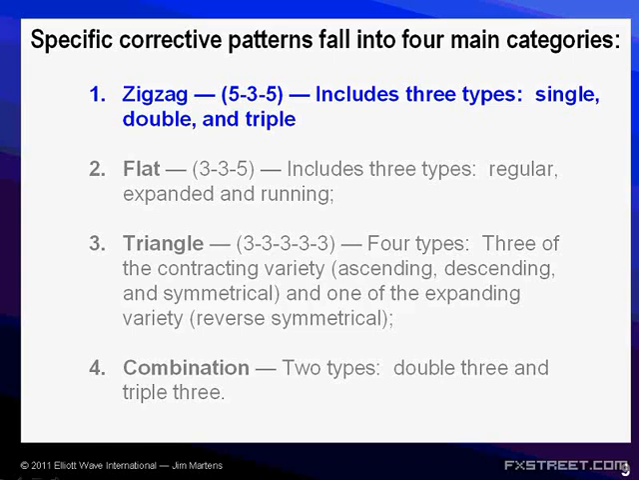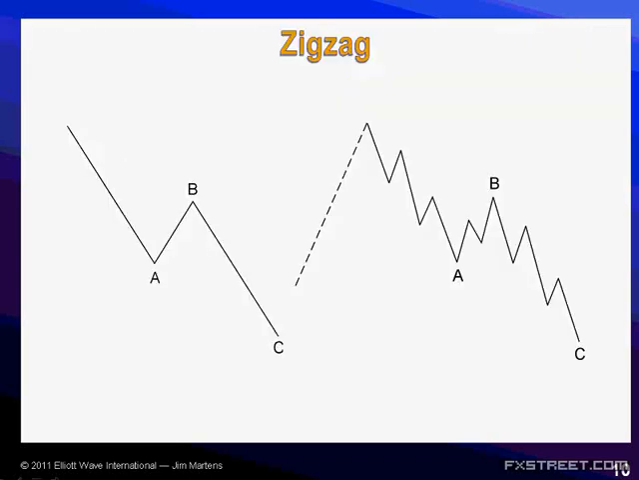That's an ABC, where wave A unfolds in 5 waves, B, because it's counter trend, in 3 waves, and wave C in 5 waves. Wave C is often about equal to wave A. Wave B does not challenge typically the origin of wave A. That's a zigzag. Now, you could have a double zigzag where after the ABC, there's a 3-wave bounce, and then another 3-wave decline.